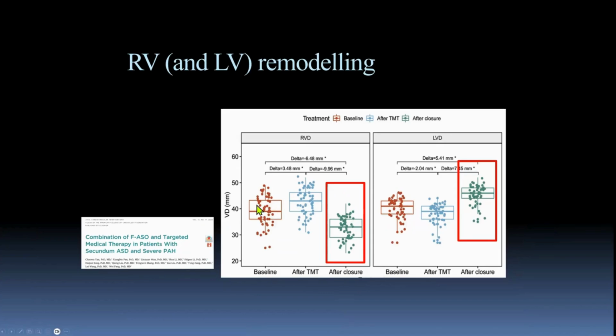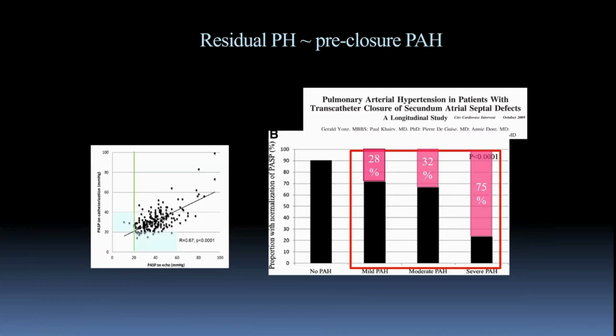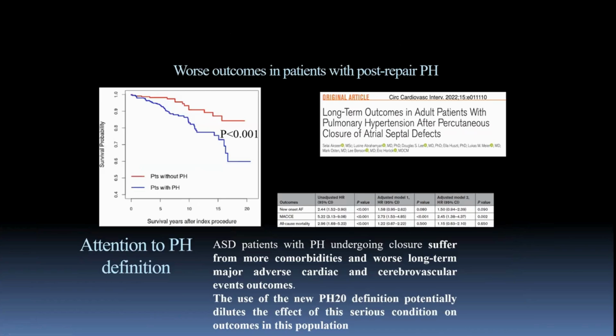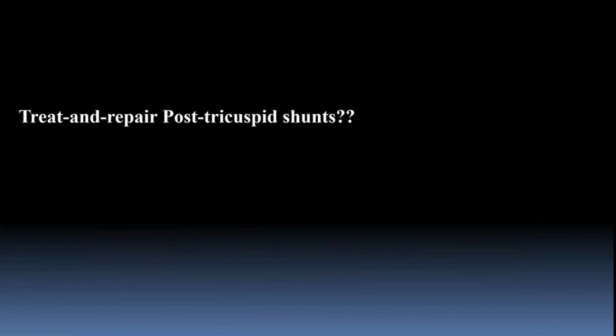What they have shown, however, is what I was telling you before. You do treat and repair to abolish the volume loading of the RV, and hence what they're seeing is that the RV size drops, and hence that must be beneficial to the RV. Of course, depending on the severity of pulmonary arterial hypertension prior to closure of the defect, you are more and more likely to have residual pulmonary hypertension, and of course the outcomes are worse.